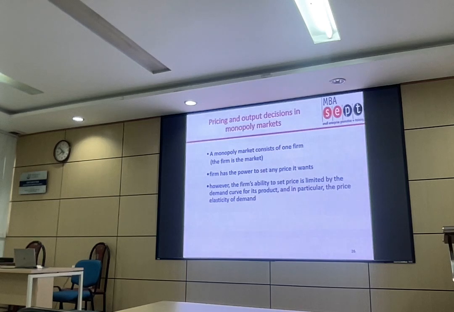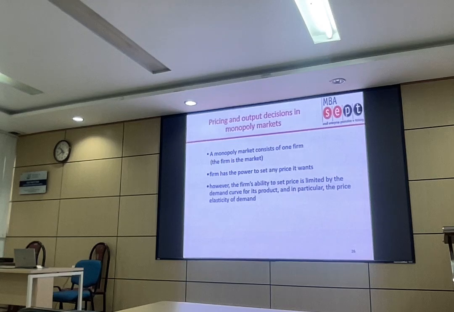So the firm has power to set the price it wants. This turns from price taker to price maker. The firm in a perfectly competitive market is a price taker, but for the monopoly, the firm is a price maker. That doesn't mean the firm can set the price as high as it wants.